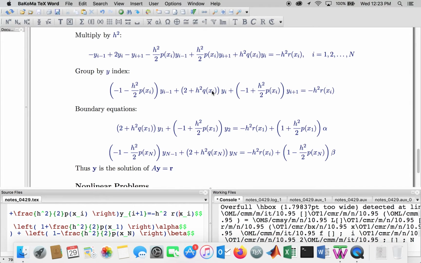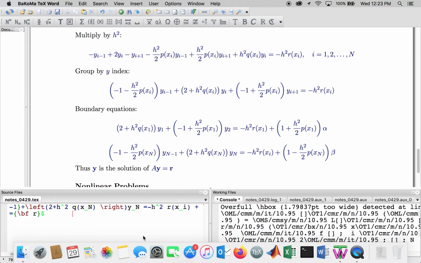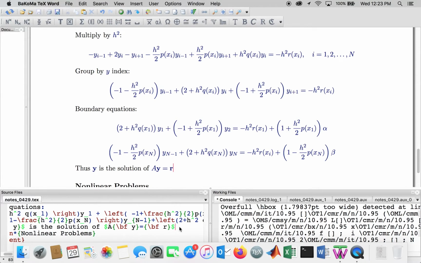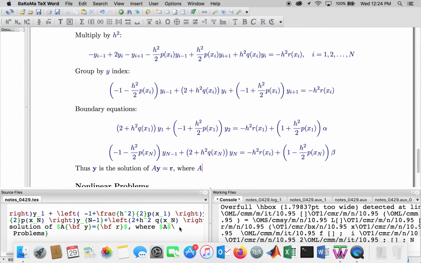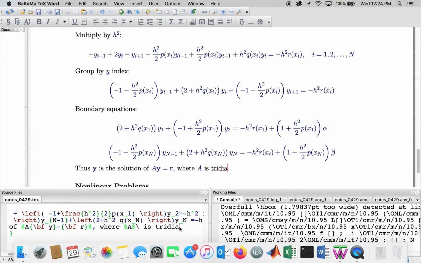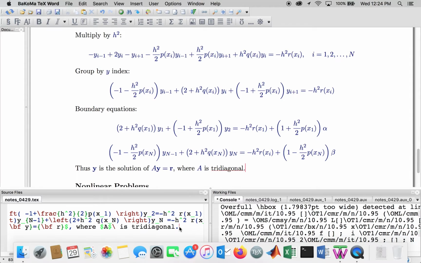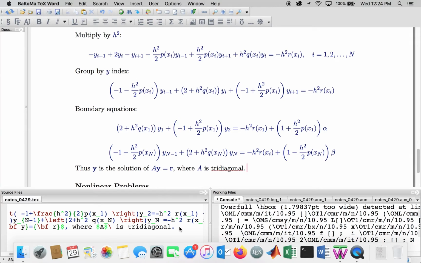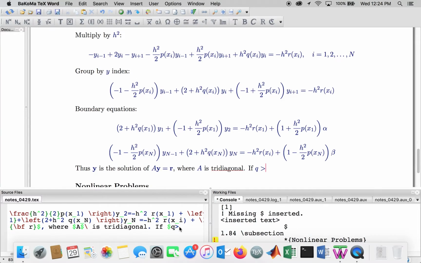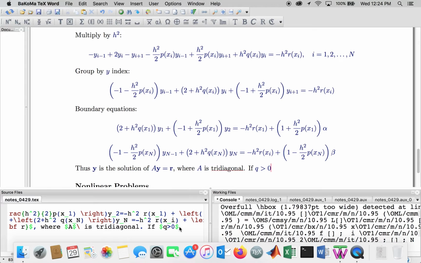Whatever's multiplying yi are the diagonal entries. These are the subdiagonal entries. These are the superdiagonal entries. So A is tridiagonal. Okay. And it's worth mentioning if Q is positive, or at least non-negative.